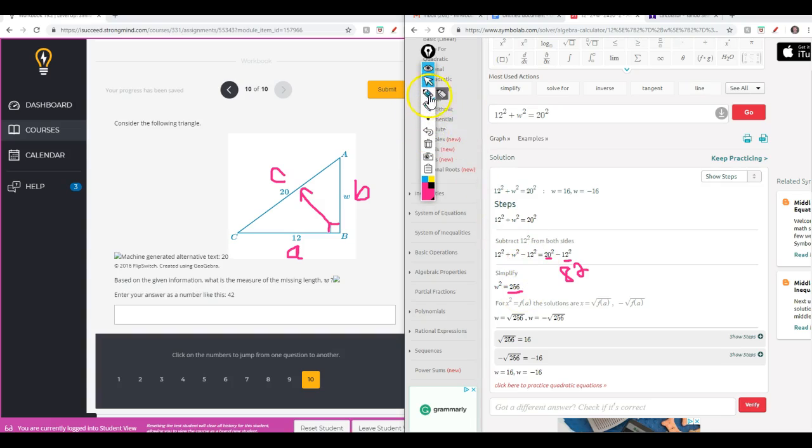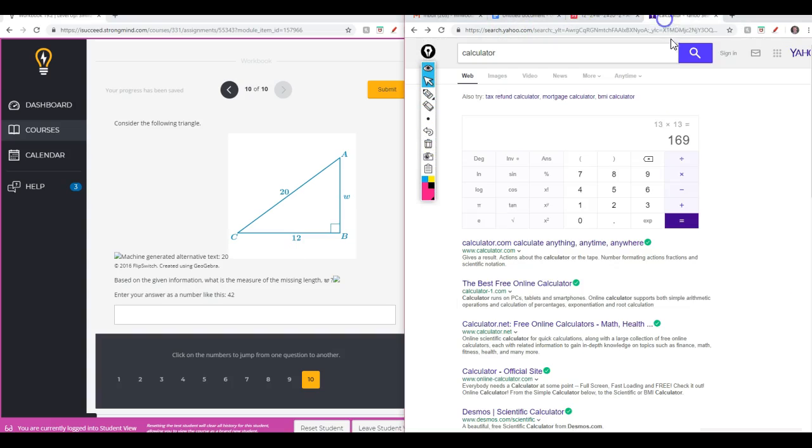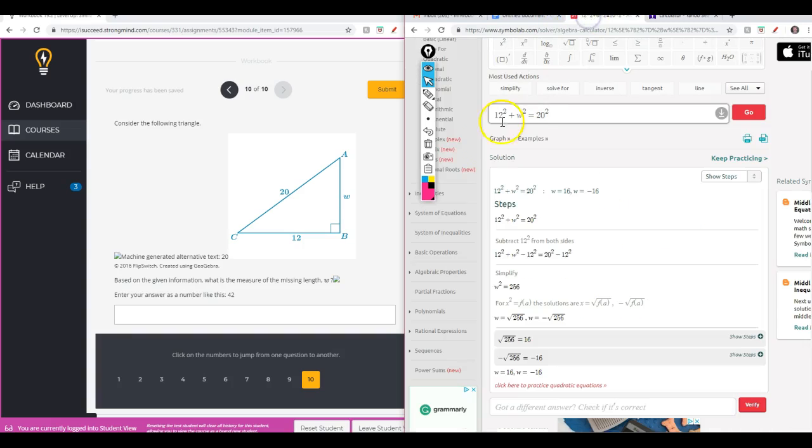So we can jump over to a calculator, clear this out, and do 20 squared. That gives us 400. So this equals 400 minus 12 squared, which is 144. And 400 minus 144 is 256. So that's how they did it. They do the squares first, and then they do the subtraction. So they ended up with 256 then.